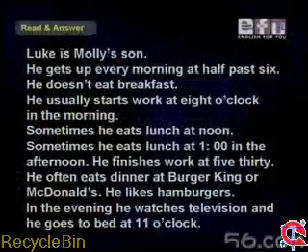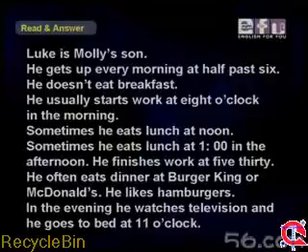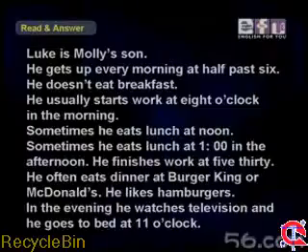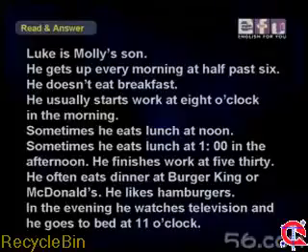Luke is Molly's son. He gets up every morning at 6:30. He doesn't eat breakfast. He usually starts work at 8 o'clock in the morning. Sometimes he eats lunch at noon. Sometimes he eats lunch at 1 o'clock in the afternoon. He finishes work at 5:30. He often eats dinner at Burger King or McDonald's. He likes hamburgers. In the evening, he watches television and he goes to bed at 11 o'clock.